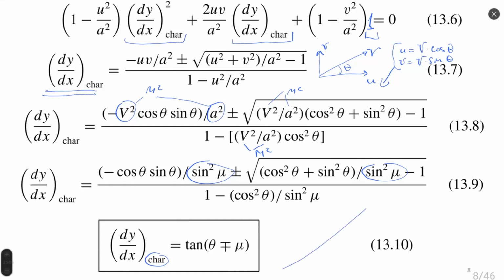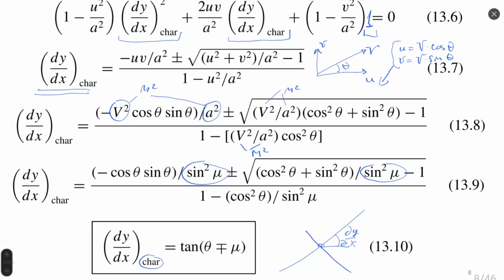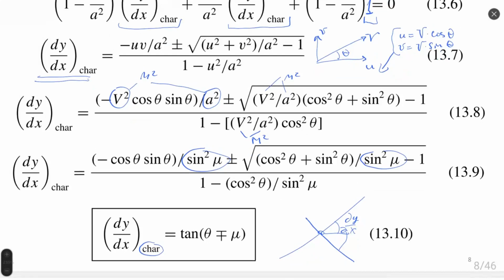You can see a line in space, and at any particular point we would have this dy by dx direction, which would be related to the direction of flow, or tangent of direction of flow theta, and the Mach angle. Since there is the sign plus or minus mu, we know that there are two characteristic lines, so not just one, but two characteristic lines, which would be directed according to the flow direction plus or minus the Mach angle.